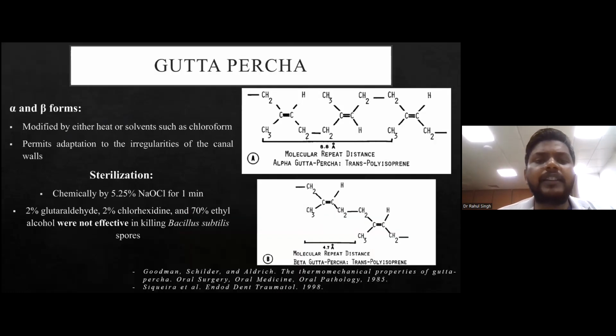So this is the explanation of the gutta percha alpha and beta forms, modified by either heat or solvents. They can change from either form. Beta can change into alpha and permits adaptation to irregularities of the canal wall. Sterilization is really important, and it is done chemically by 5.25% NaOCl for 1 minute.